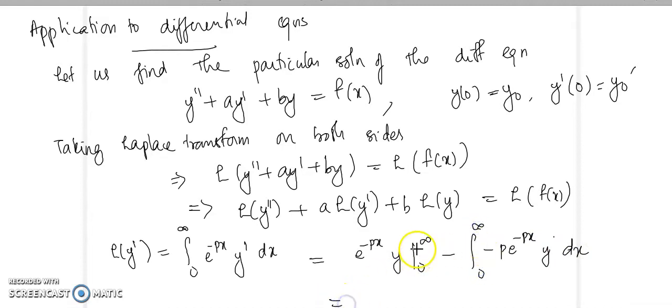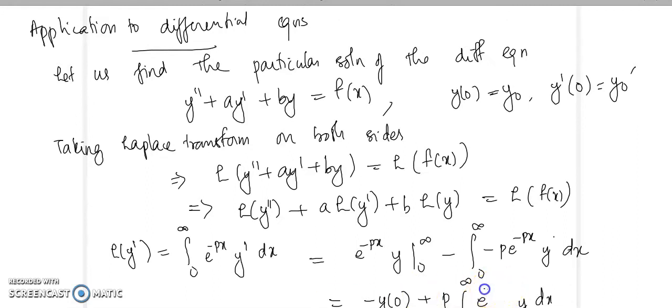So at infinity e raised to minus px will be 0, and at 0 e raised to minus px becomes 1, so we will get y of 0. So this is minus y of 0, then plus p integral 0 to infinity e raised to minus px y dx. Okay.